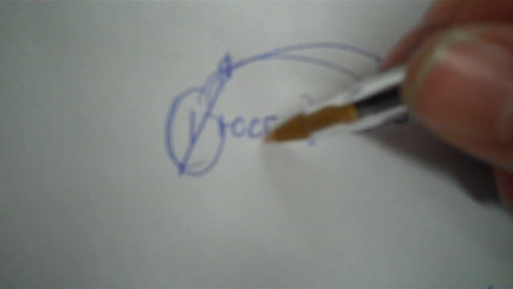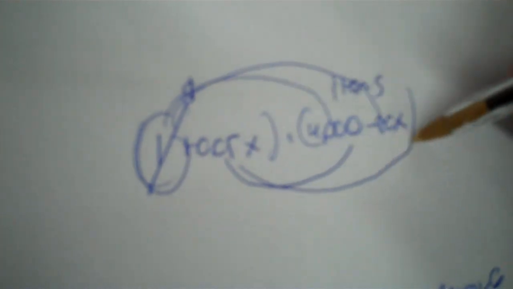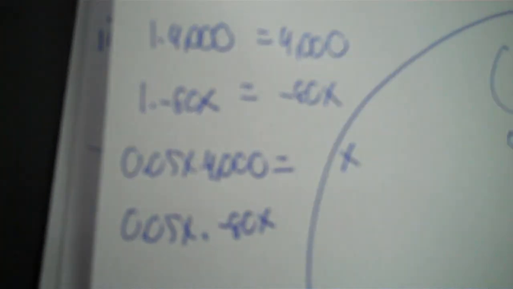Okay, so 1 times 4,000. 1 times negative 80x, 0.05x times 4,000, and then 0.05x times negative 80x. So this is 4,000, this is negative 80x, this is x, that's going to be 200. And x times x is x to the second. Then multiply those, it's going to be negative 4. Okay, so your negative 4 is your x to the second. That's your A coefficient. Then you add your B's, negative 80 plus 200 is 120. That's your B. And then 4,000 becomes our C.